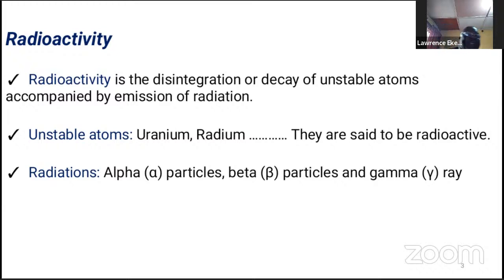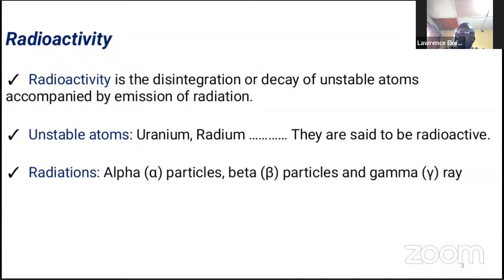The basic difference between natural and artificial radioactivity is that natural radioactivity involves spontaneous disintegration of the atomic nucleus with the emission of particles, whereas artificial radioactivity involves induced disintegration. In artificial radioactivity, you have to induce it for radiation to happen. But in natural radioactivity, you don't have to induce it. It takes place naturally because the atoms are unstable. But in artificial, you have to induce it for disintegration to take place.